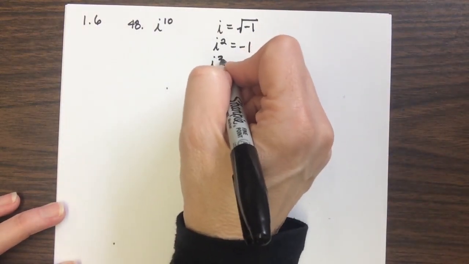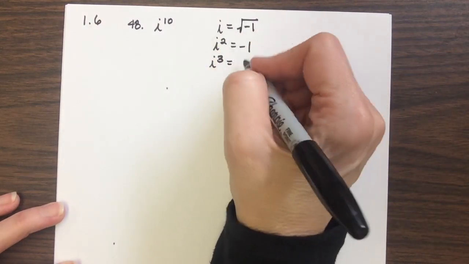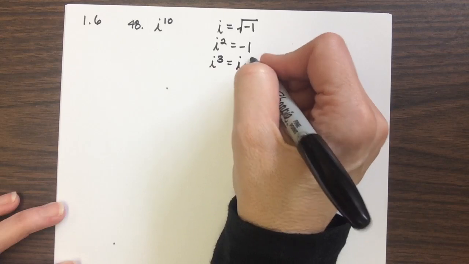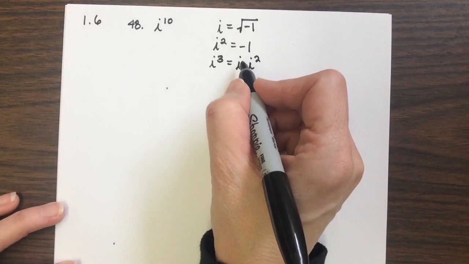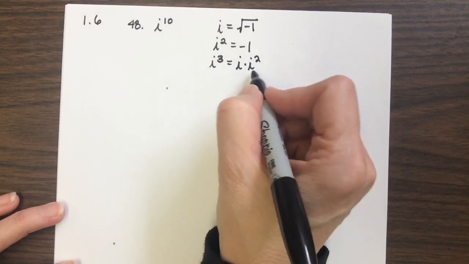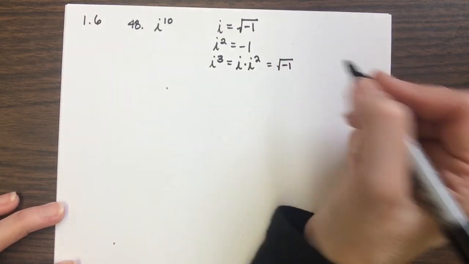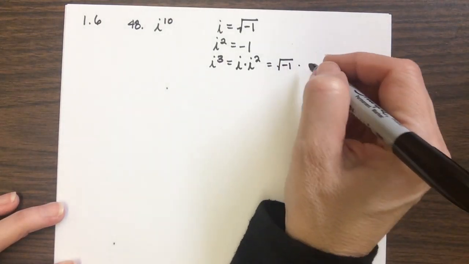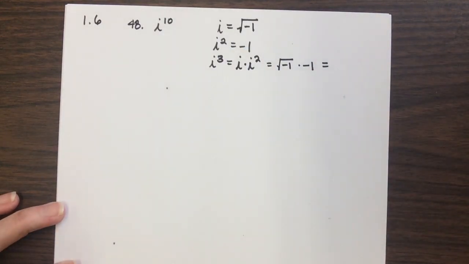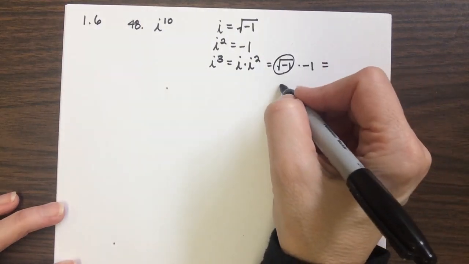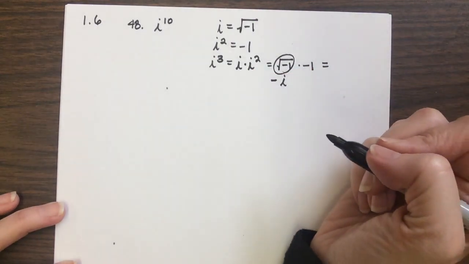What would i to the third be? Let's establish a pattern. So i to the third I could actually rewrite using i times i squared, because my product rule tells me if I multiply like bases, I add the exponents, so that would be 1 plus 2. So this is just another way to rewrite this. And so by definition, that's i times negative 1, which, writing this in a plus bi form, is negative i. Alright, so i cubed would be negative i.